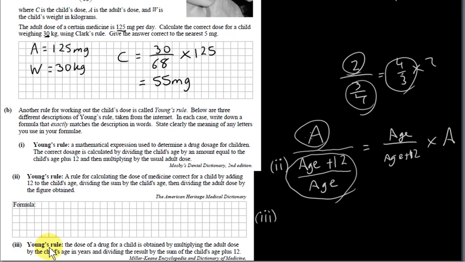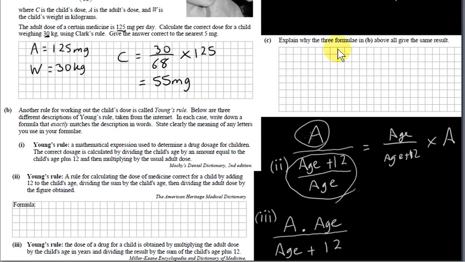Here's the third description of Young's rule. The dose of a drug for a child is obtained by multiplying the adult dose by the child's age in years. Let's do that bit first. The adult dose is capital A. We multiply by the child's age in years, so we multiply by age. And we divide the result by the sum of the child's age plus 12. So we sum the child's age with 12. Okay.